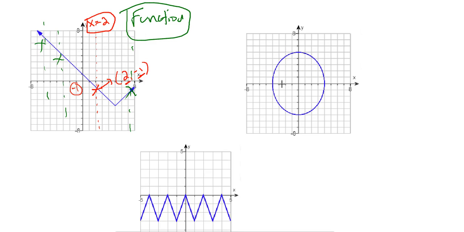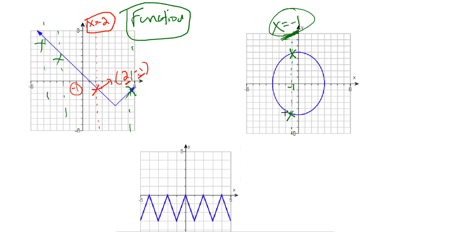Contrast that to this graph, which appears to be an oval, right? If I draw a vertical line here, let's say, so I'm choosing the value x equals -1, right? That's this vertical line that's passing through -1 on the x-axis. So I'm choosing -1 for x. How many times is this vertical line crossing the graph? It's crossing it twice. So there's 2 points on this graph with an x-coordinate of -1, meaning there's 2 different y-coordinates that correspond to this particular x-coordinate. So it's not a function, right?